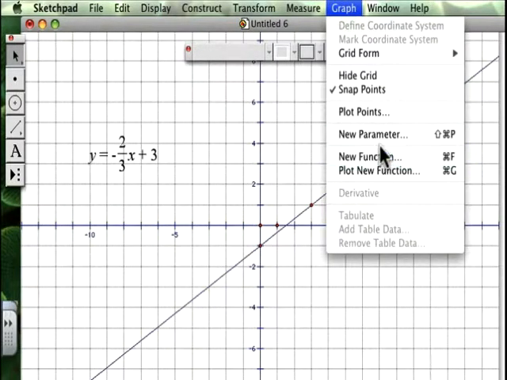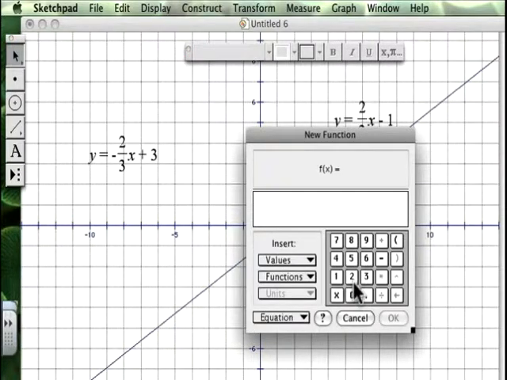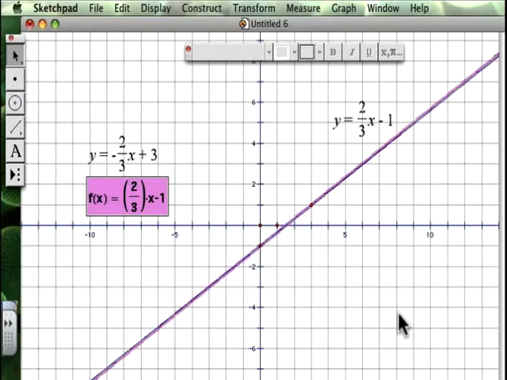And we could have also done it by doing plot new function, and 2 over 3 is just 2 divided by 3 and then times x, then it's minus 1. And so there's our line graphed as a function. So you could have done this either way, either using the slope and the y-intercept or by using the plot function on a Java Sketchpad or graphing calculator. Either way, the y-intercept is -1 and the slope is 2 over 3.